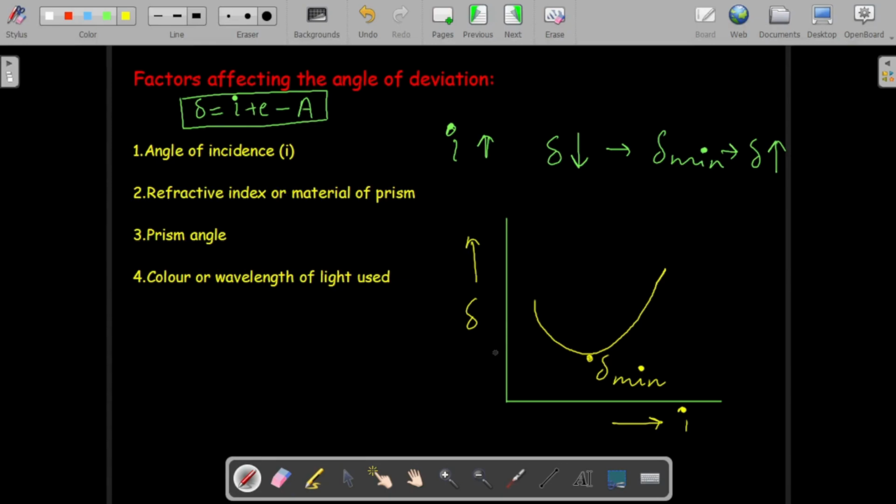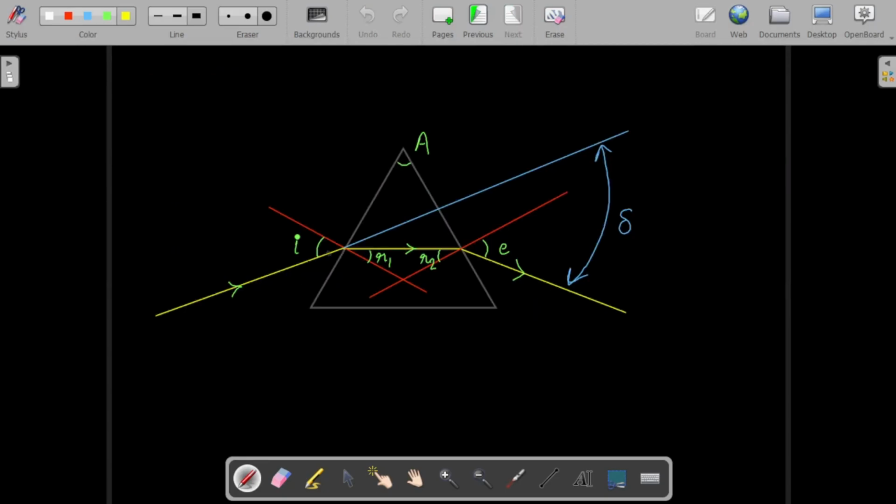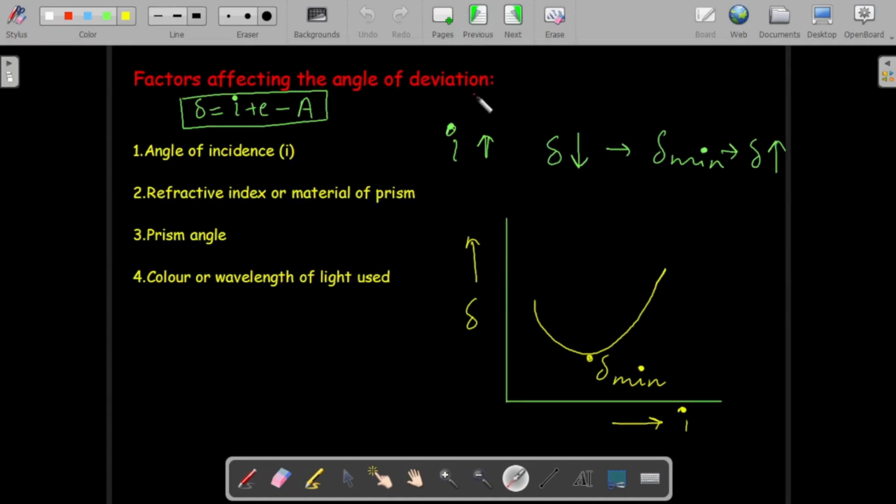For the experiment, instead of changing the angle of incidence by sending the incident ray at different angles, we can keep the incident ray as it is and change the angle of incidence simply by rotating the prism. If we rotate the prism, the normal will change its position, resulting in a change in the angle of incidence. So this was the first point. I hope you all have got the first point. So we have found out how the angle of deviation depends on the angle of incidence.